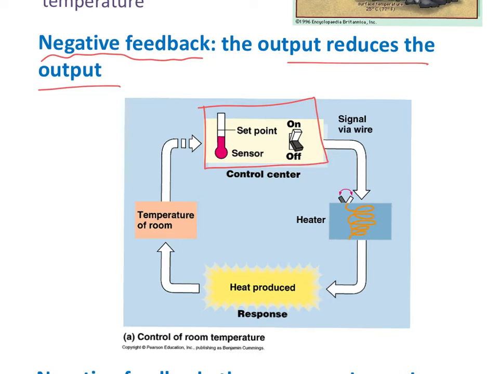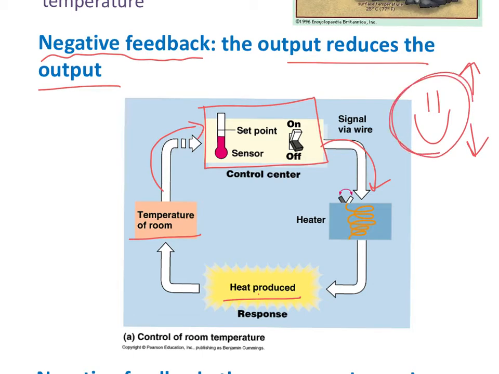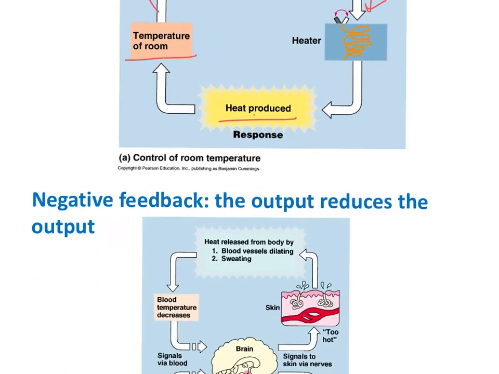If the temperature of your house dips too low, the heater kicks on, produces heat, that then causes the temperature to go up, and thus it would turn the heater off. So the output reduces the output. The heat from the heater shuts the heater off. I tend to think of negative feedback as a happy point. There's some amount of something that the body wants, and if it dips too high or too low, the body will work to get back to that happy point.